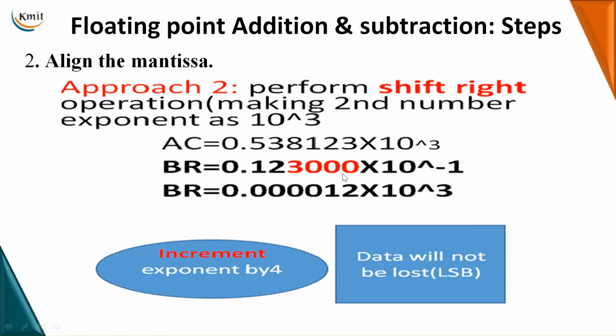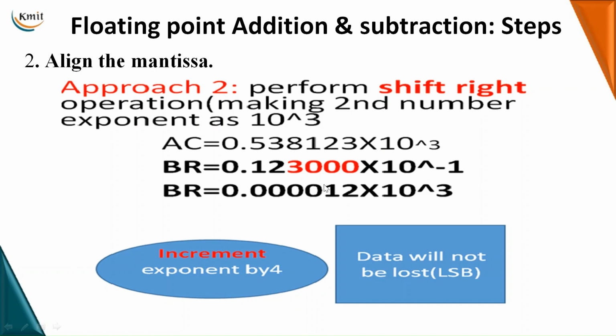When I perform a shift right 4 times, it becomes 0.000011, as all the digits move towards the right. So it becomes × 10^3. Since I am performing a right shift of 4, I have to increment the exponent by 4, so it becomes 3. In this situation there is no significant loss of data, only 1 bit of data is lost. After aligning the mantissas, the exponent of AC is 3 and the exponent of BR is 3. So you have aligned the mantissa part.